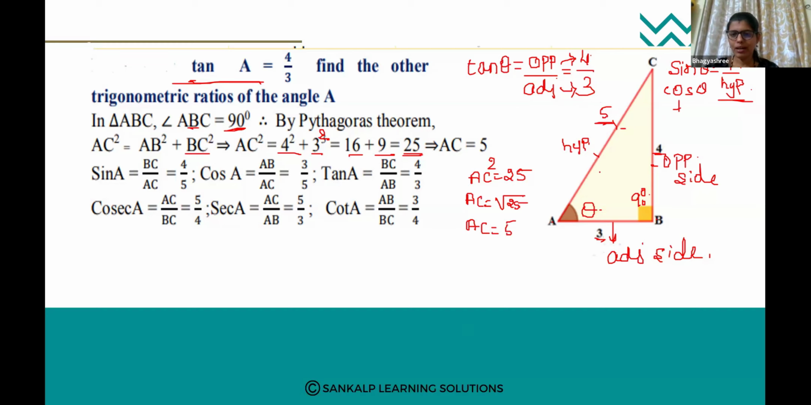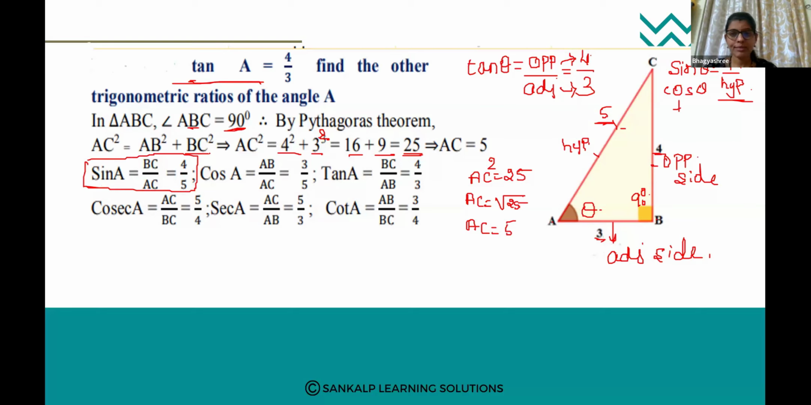So now we know all the sides, right? AB, BC and AC. So directly we can find out all trigonometric ratios. Sin A means opposite side divided by hypotenuse. Which one is the opposite side? BC is the opposite side, divided by AC. So BC divided by AC is equal to 4 by 5. This is sin A, sin theta. Okay, sin A value is 4 by 5.